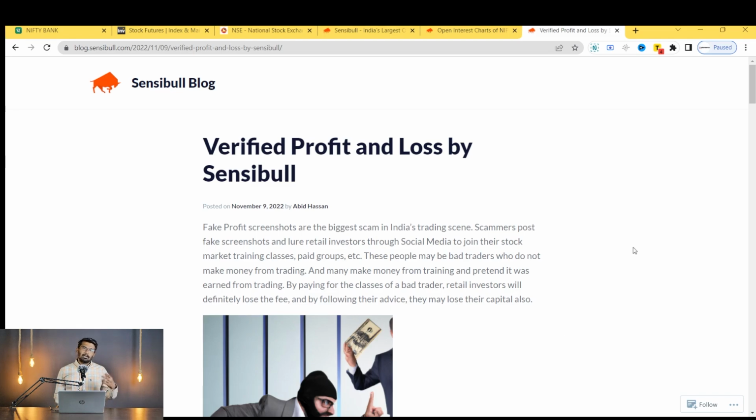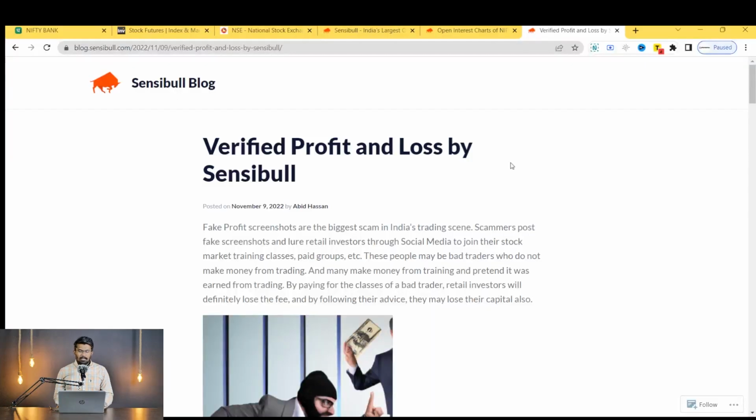If you want, you can go and check verified profit and loss by Sensibull. It is a very useful thing. No more fake P&Ls are going to come out in public, right? Of course, there are different other questions. So who is Sensibull? Or see, I'll ask you one thing. If they are cloning the Zerodha website, why is it not possible to clone the Sensibull website? That is the simple question I am asking all of you.